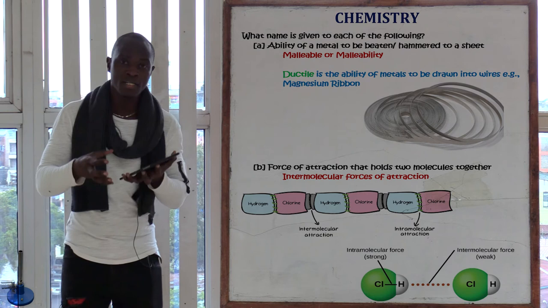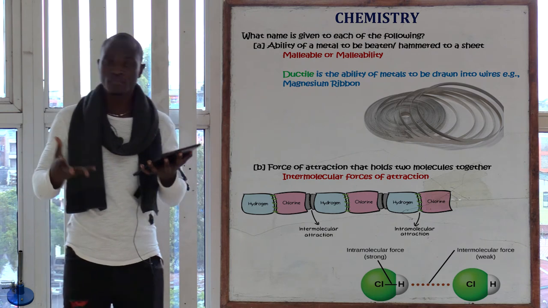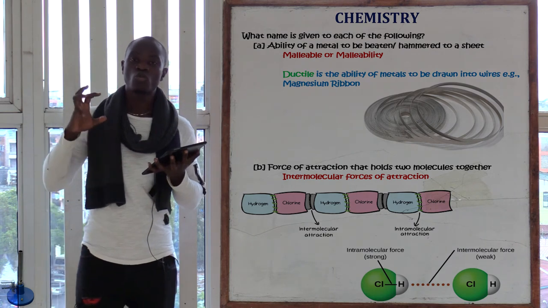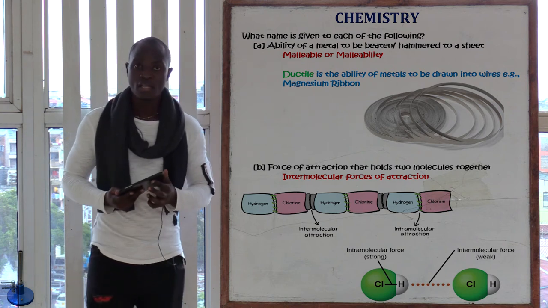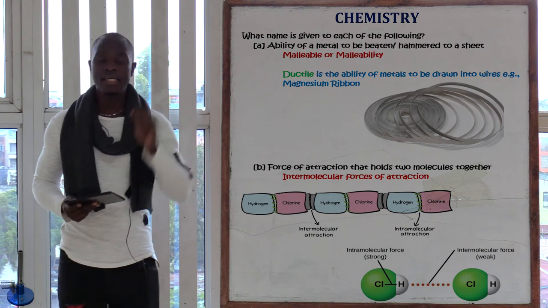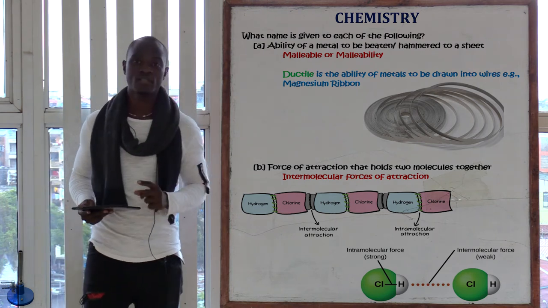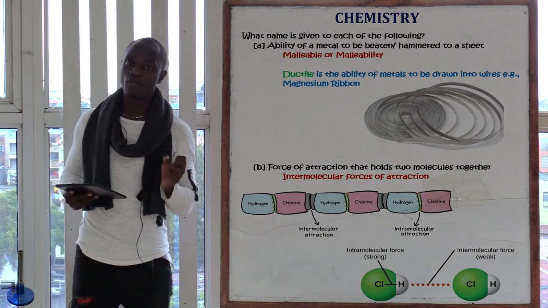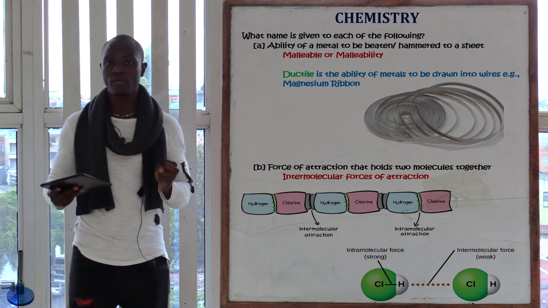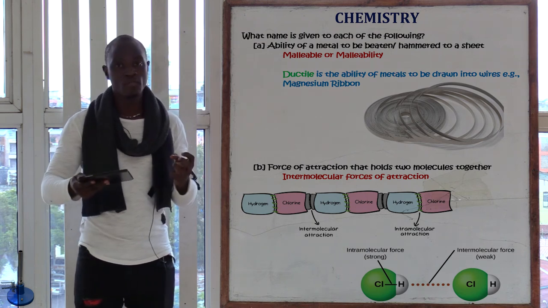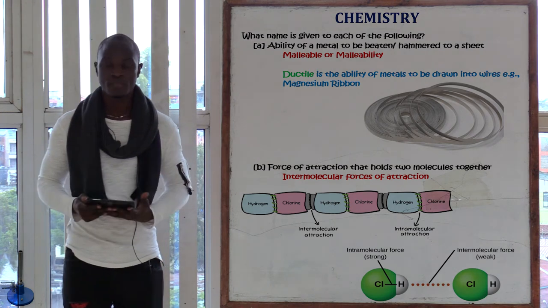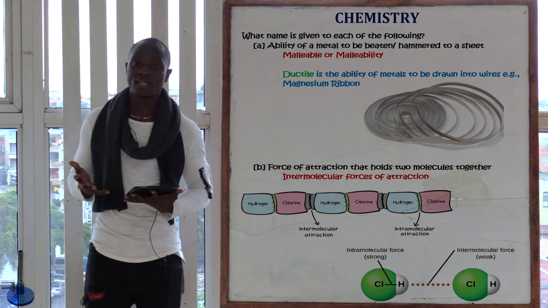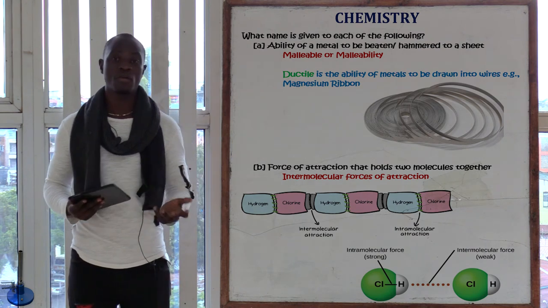And then we see the bond is now the name which is given when one atom or one element is joined to another element. So that force is called the intermolecular force. So that force which holds one molecule together with another molecule, or one atom with another atom, is referred to as the intermolecular forces.